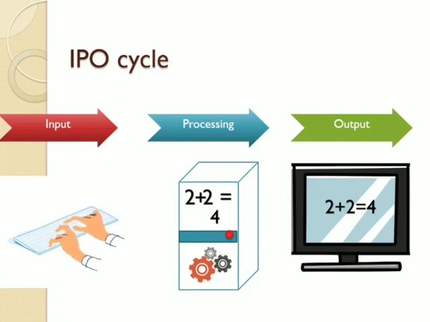Here in this example, the keyboard is the input device. We can input the data using the keyboard. The CPU is our processing device. It takes the input, processes it and produces output. And here the monitor is our output device. This way, whatever data and instructions we give to a computer, it works on the IPO cycle, meaning it takes the input, processes it and produces the output. So that is all about the IPO cycle.